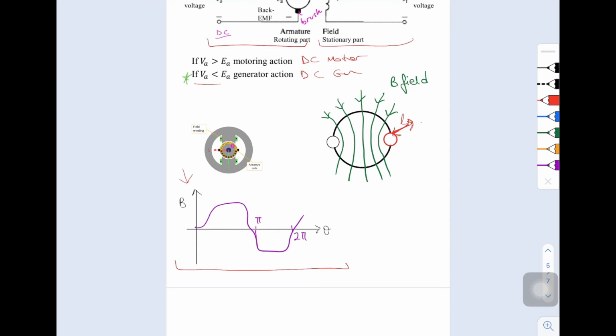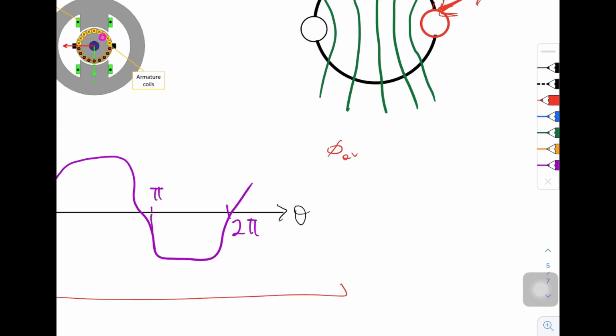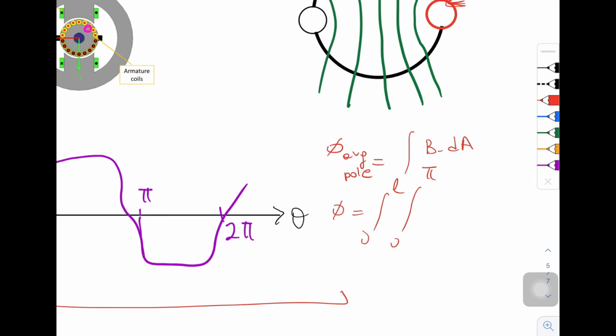This purple graph represents the space distribution of air gap flux density. If we would like to calculate the average flux per pole, we can calculate it as the integral of B times dA. It will be equal to 0 to L, the length of the air gap here, 0 to pi, since one pole spans 180 degrees electrical in space, B max times sin theta. This will give the B, and R times d theta dl.